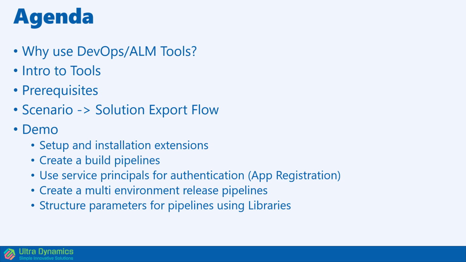In the demo, we will take a look at the environment setup and how to install the Azure DevOps extension. Next, we will create a pipeline to produce a solution zip. For this, I will show you how to use service principals in the form of Azure Active Directory app registrations to connect into the CDS environment. Finally, we will take a look at how to create a release to automate the import of the solution zip. For the release, I will also use Azure DevOps libraries to consider the environment parameters.